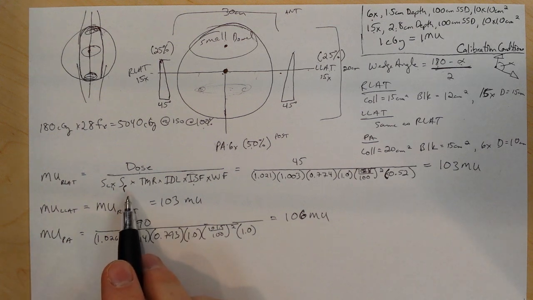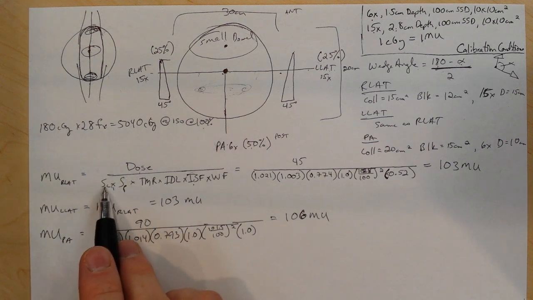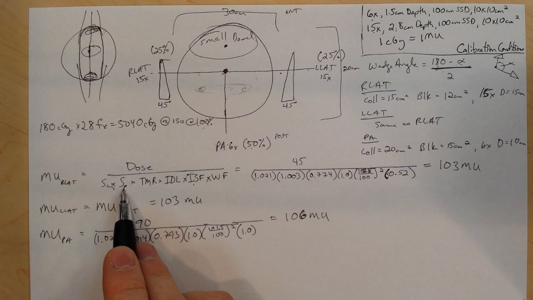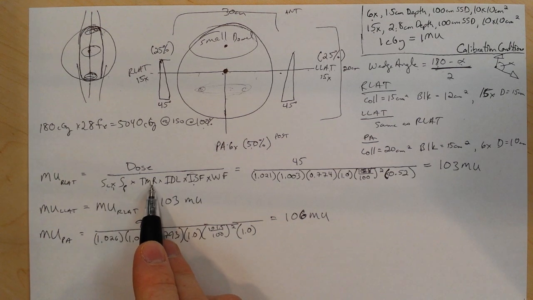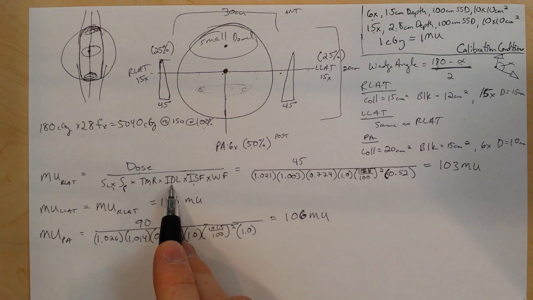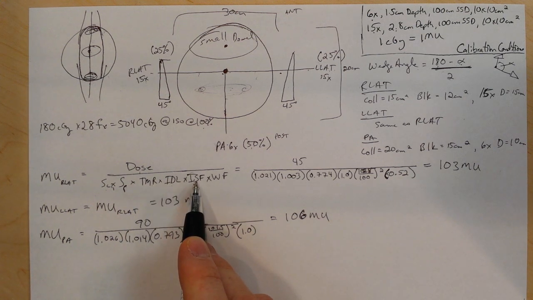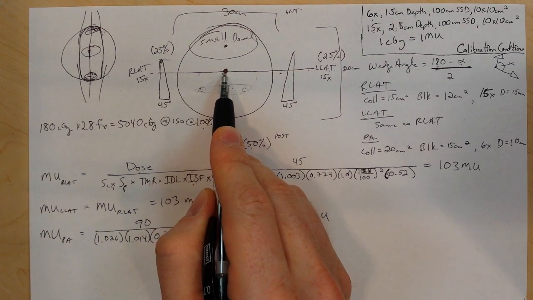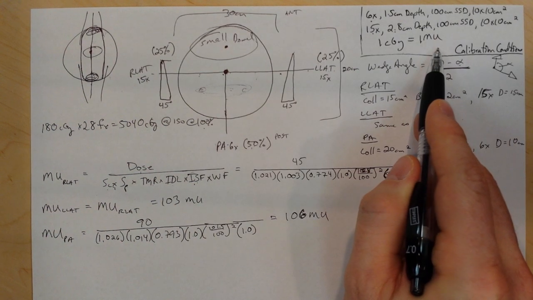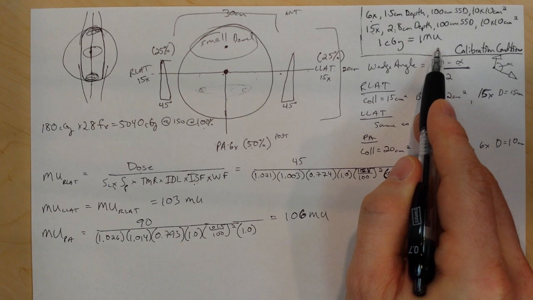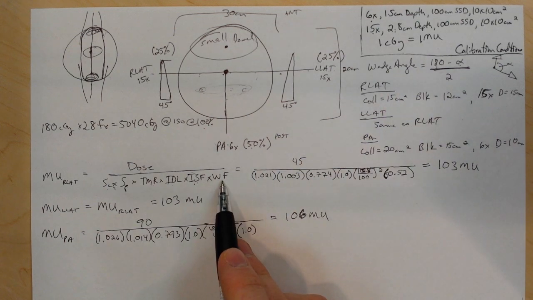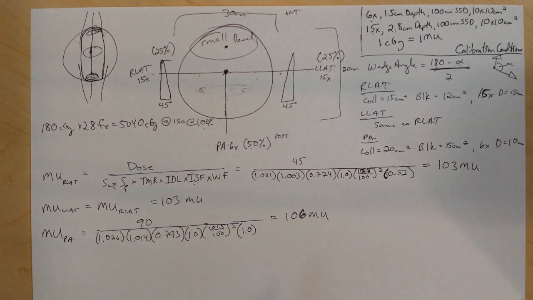When I set up my monitor unit equation, I have my dose divided by my two output factors, the collimator scatter factor and the phantom scatter factor. I have my depth component, my tissue maximum ratio. I have the isodose line, which is 100%. In this case, I have an inverse square factor since I'm calculating to 100 centimeter SAD, but my calibration was done at 100 centimeter SSD. The last thing I need is a wedge factor. There's not going to be a tray factor because my MLCs are going to be blocking my fields.